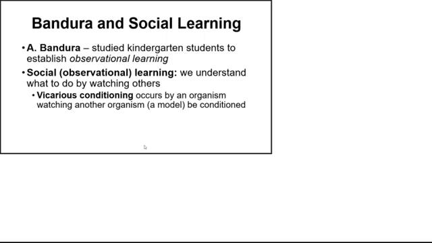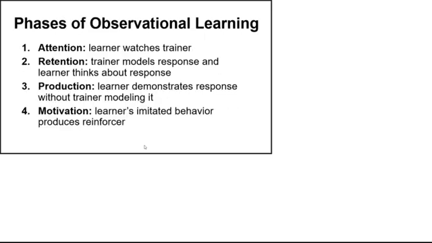So if we think of two rats, we have a model rat that's in an operant box, and they're pressing a lever to get food. If we have an observer rat who's just watching the other rat, they might start to make an association between pressing that lever and getting access to food. Though our observer isn't actually experiencing it themselves, they might make some connections based on what they've seen someone else do. And so we can actually break this process down into 4 distinct phases.